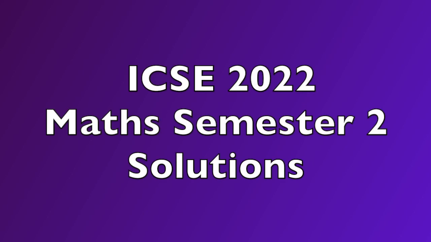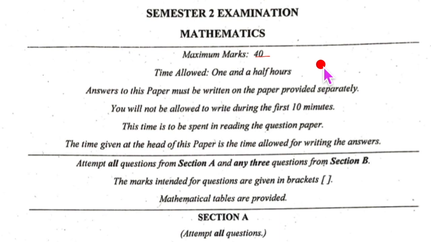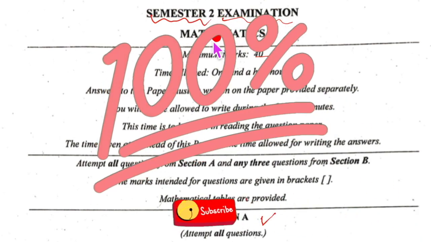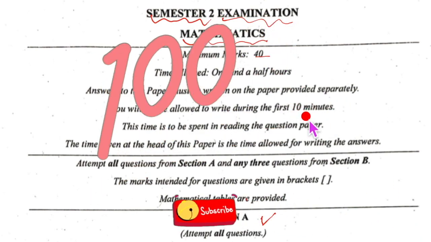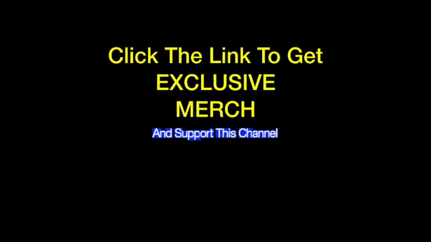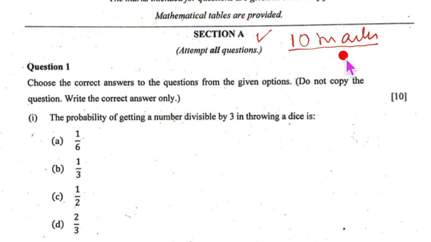This is the class 10 ICSE Maths board paper of 2022, which was held today, and I'm sure you're wondering about the answer key. So here is our Section A solved for you of this ICSE Semester 2 Maths examination of 2022. Section A consists of 10 marks and it has 10 MCQs.